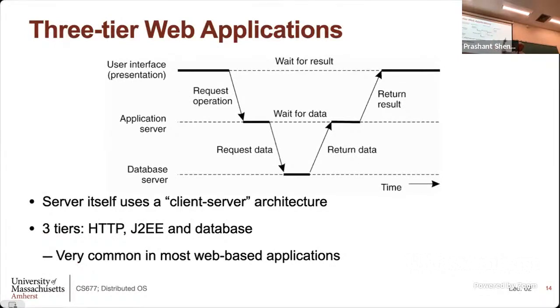So the x-axis is time. The user interface, or the browser, is doing some computation. It sends off an HTTP request to the application server, and then the browser is just waiting. The application server might do some processing and say, I need to go query a database. So it sends off a request to the database. That's that request.